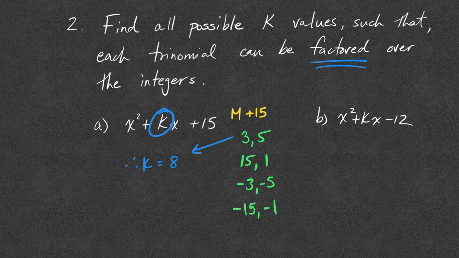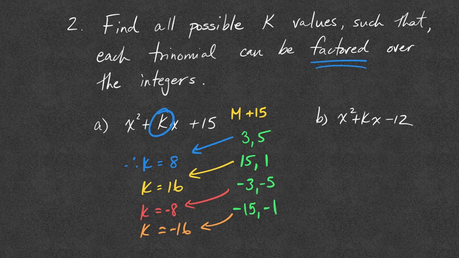And I'm hoping we can see how we could get down to our other values. My next possibility in here would give me a k value of 16. My next possibility in here would give me a k value of negative 8. And my last possibility would give me a k value of negative 16. And so I find I get 4 k values.